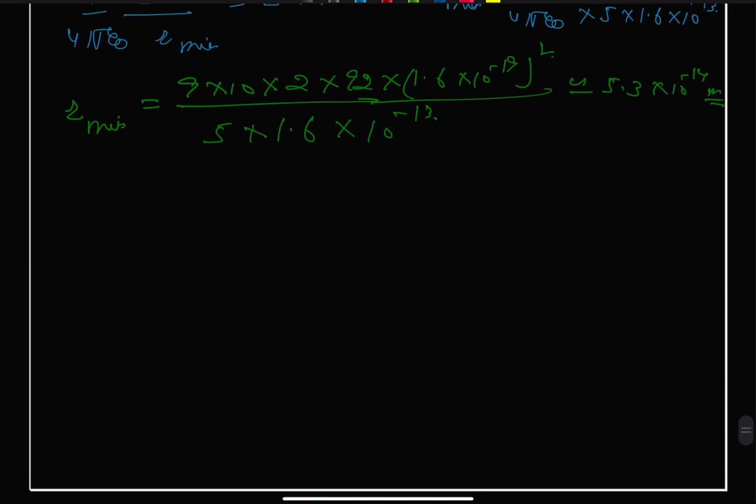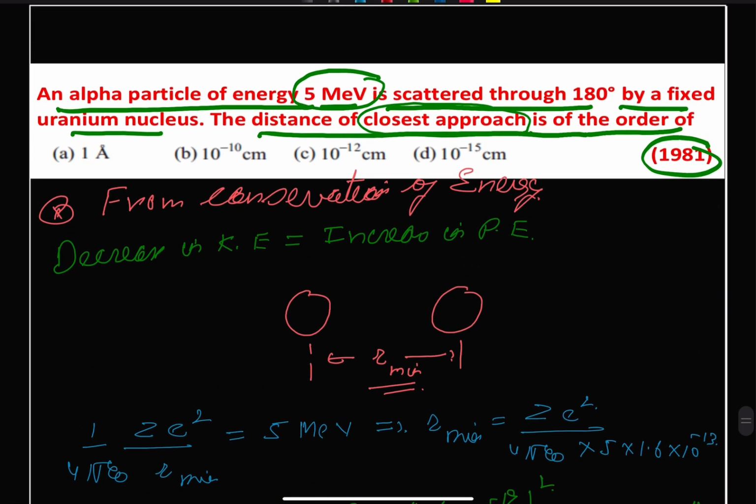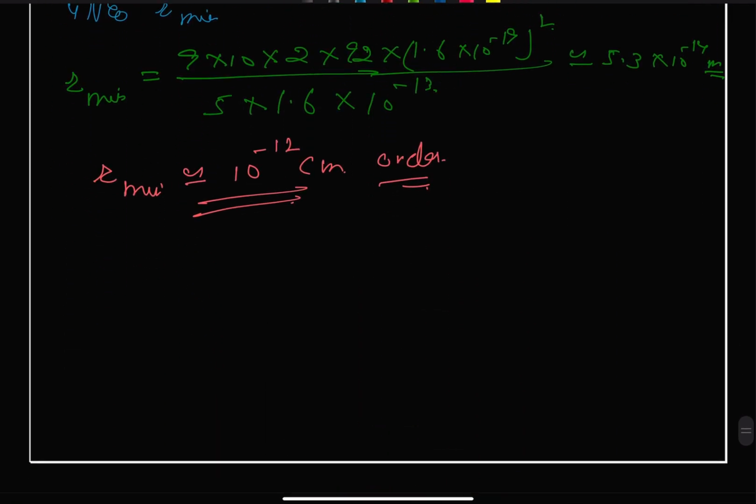So we can say our R minimum, approximately in terms of the order, will be 10 to the power minus 12 centimeters. We are only asked the order. So this comes as 10 to the power minus 12, that is option number C, which is the correct one.